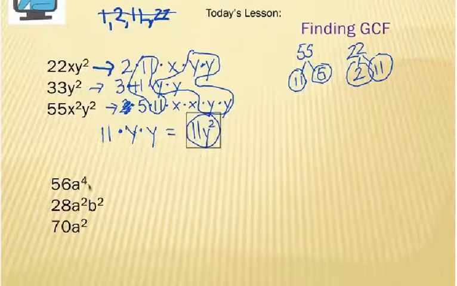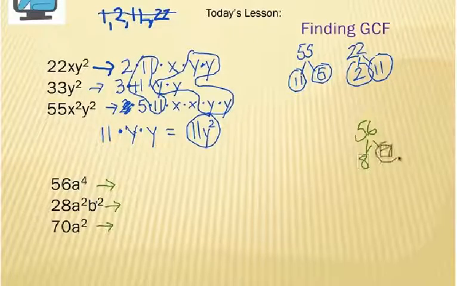Alright, my next set of terms is 56a to the 4th, 28a squared b squared, and 70a squared. The question again is, what's the greatest common factor of these three algebraic terms? So I need to make a split apart factor list. It's called a prime factor list. If I can't do it in my head, I'll make a prime factor tree and break it apart.